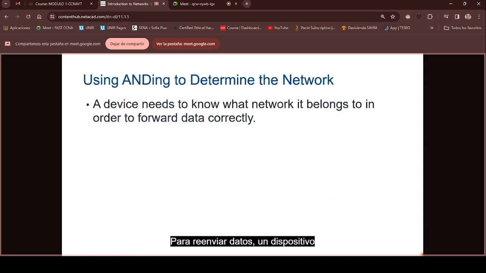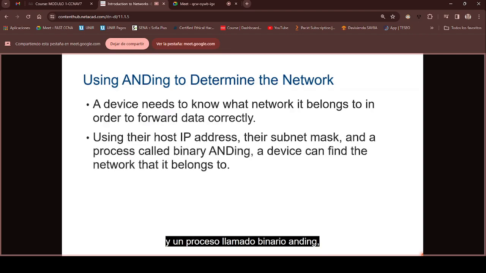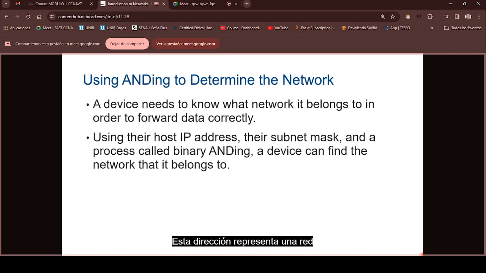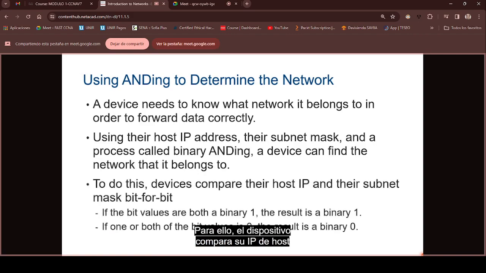In order to forward data, a device needs to know what network it's on. Using their host IP address, their subnet mask, and a process called binary ANDing, a device can find what's referred to as the network address. This address represents the network to which the host belongs and will be slightly different than its host IP. To do this, the device compares their host IP and their subnet mask bit for bit. If the bit values are both a binary 1, the result is a binary 1. If one or both of the bit values is 0, the result is a binary 0.